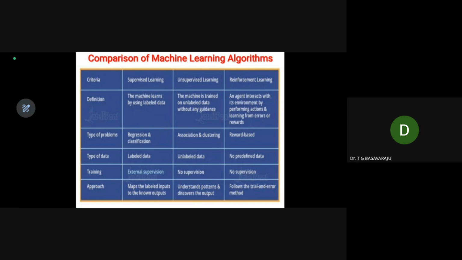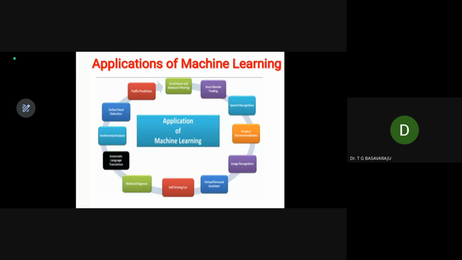And in reinforcement learning, an agent interacts with its environment, performing actions and learning from errors and rewards. So if it is going to lose any points, it will learn by itself that it should not do that, do something else to get a better reward. So that is why it is called reward based, and no predefined data would be there in reinforcement learning. Q learning is one of the examples for reinforcement learning. It follows a trial and error method, as I told earlier.